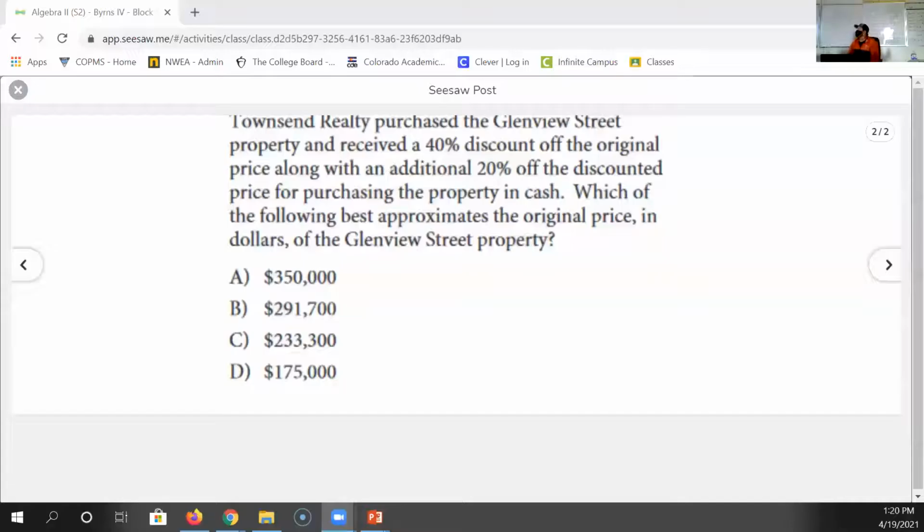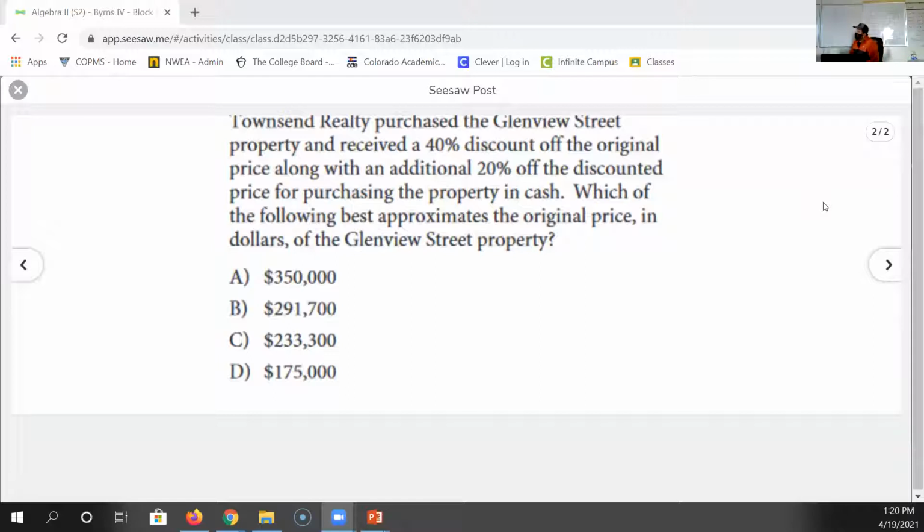Still doing SAT problems. They're just conceptual. They make you think critically, apply a little bit of math to it. Pretty simple stuff. So this one, it says Townsend Realty purchased Glenview Street property and received a 40% discount off the original price, along with an additional 20% off of the discounted price for purchasing the property in cash.